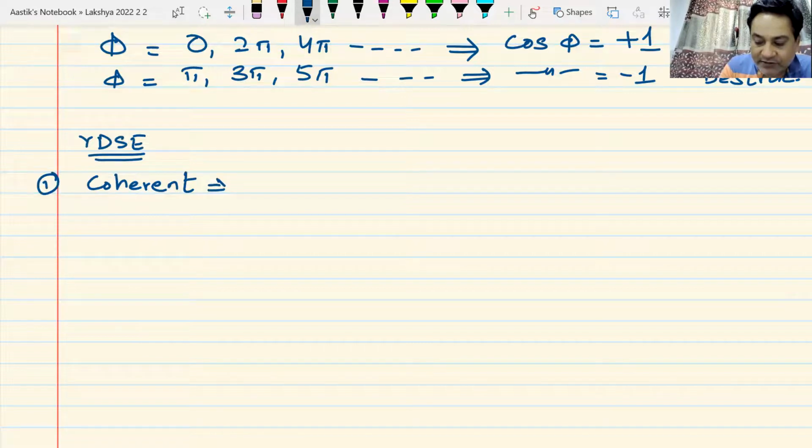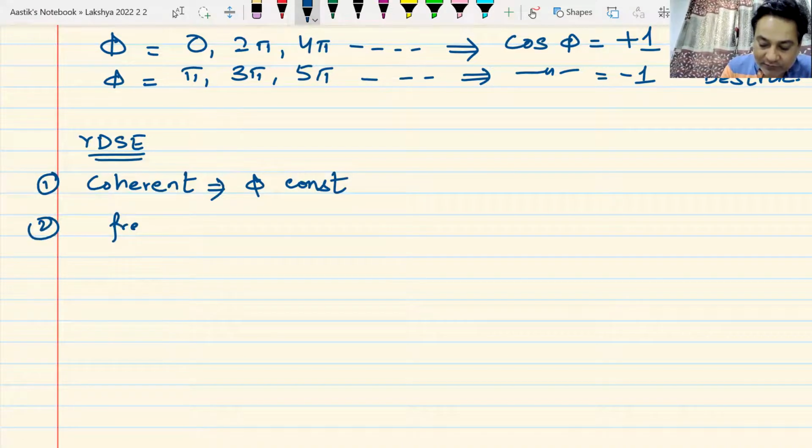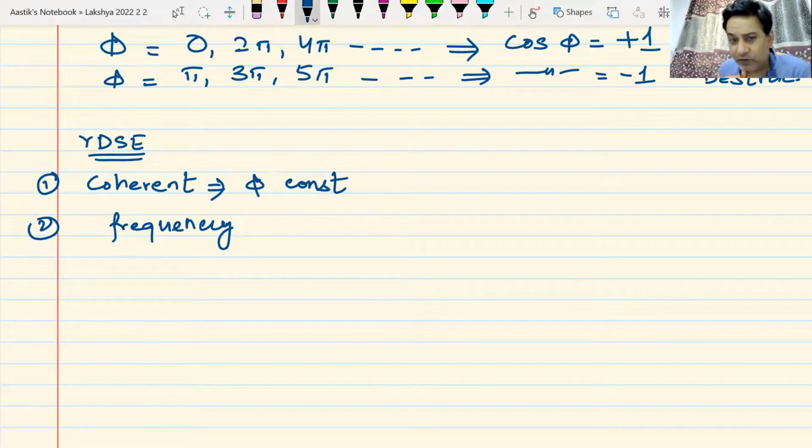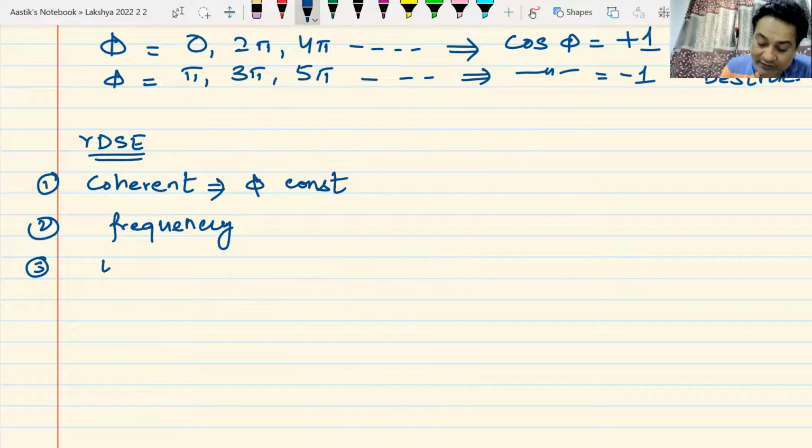That means the phase difference phi should be constant. They must have the same frequency. Coherent sources will always come from a single source, so they will always have the same frequency. Do we understand this? Waves traveling in the same direction.